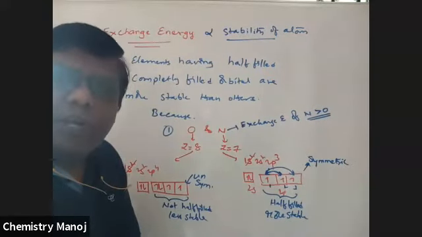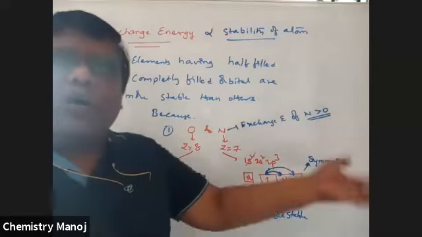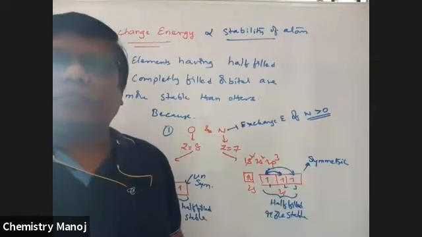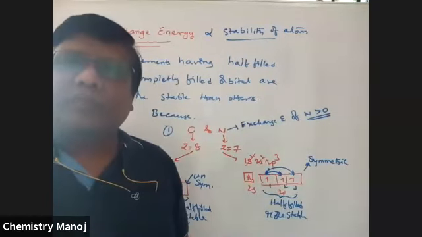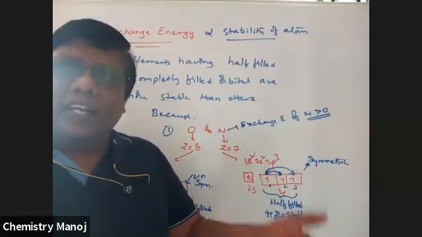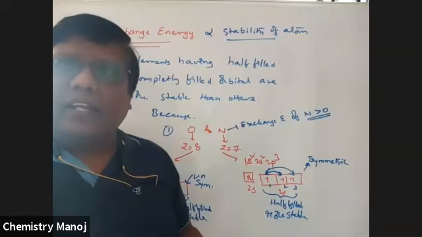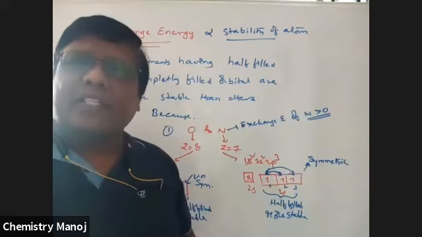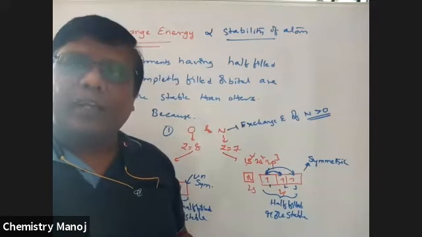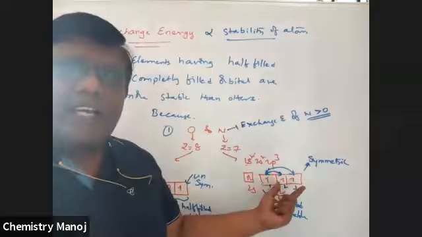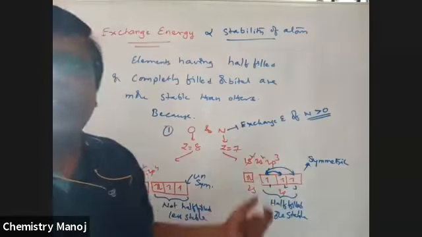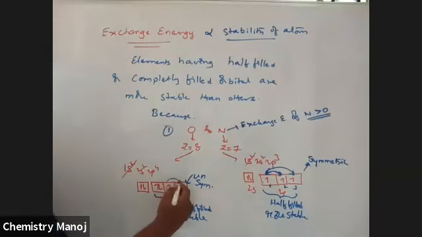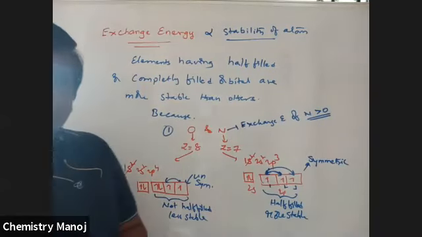So inner energy is very, very important. More energy is out means less energy is inner. More energy is released, less energy is there internally, and less energy internally means more stability. So more exchanges, more stability. Only these unpaired electrons are going to exchange, so the more unpaired electrons, the more exchanges.